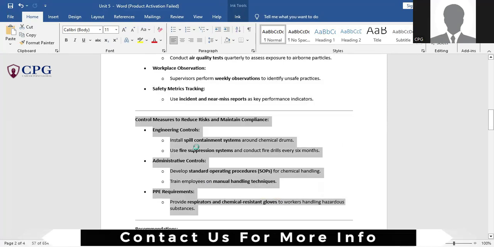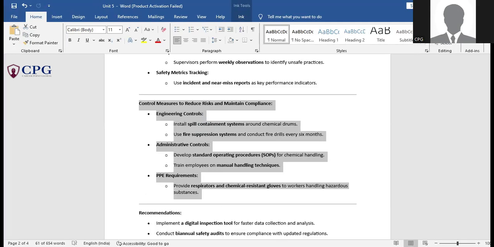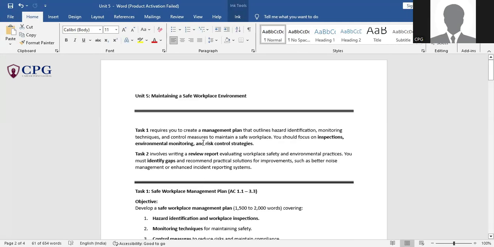Okay, the simple control measures for reducing the hazards. You have your elimination, substitution, engineering control, administrative control, and PPE. So these are all the control measures that you would be using to reduce or to control the hazards. Okay, so this is all about your unit 5, which is task 1, where you will be identifying the hazards at your workplace.